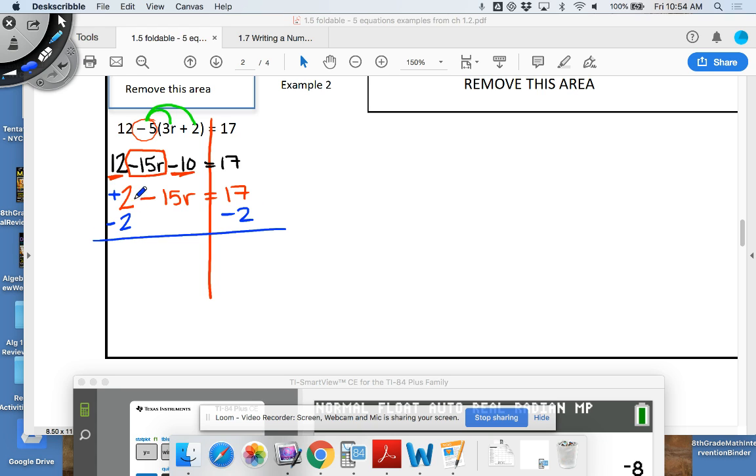Great job. Now I'm going to cancel those 2's out. I'm going to bring down the -15r. And then 17 minus 12 is 15. I said 12, but it's 2. 17 minus 2 is 15. Last thing I've got to do is divide those multipliers up because that's gross. So I'm going to divide by negative 15. What I do to one side, I have to do to the other side.